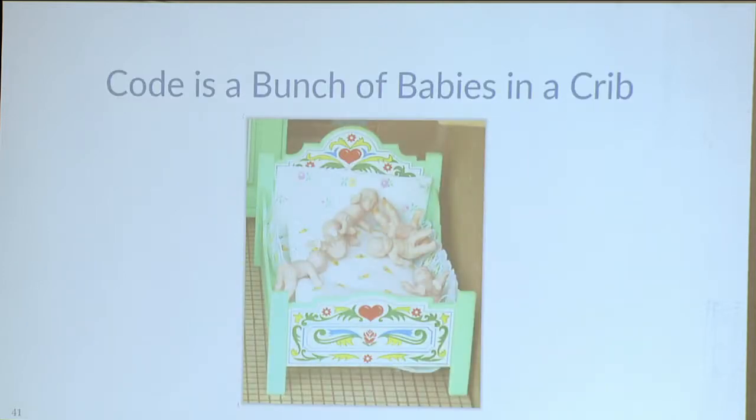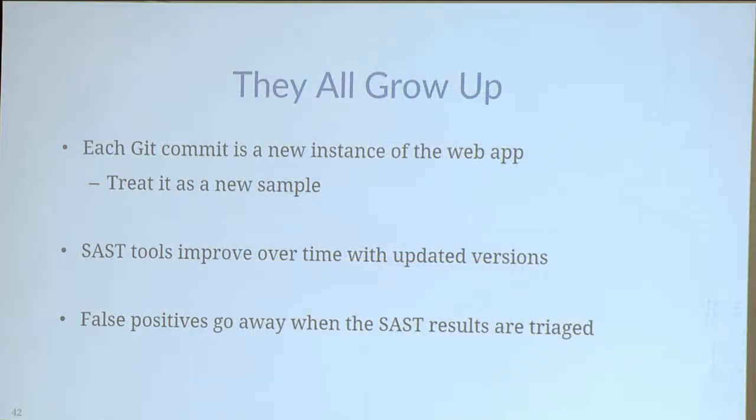I think of code as a bunch of babies in a crib. I took this picture 10 years ago. I can finally use it now. Imagine the crib is Bitbucket, and each baby is a repo. I like that. Now, they all grow up. Each commit, every time there's a push, it's a new instance of the web app, right? The code has changed. Something has evolved. So we treat it as a new sample. We're collecting it anyway.